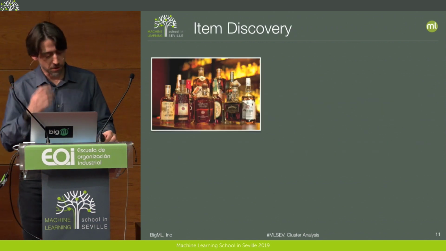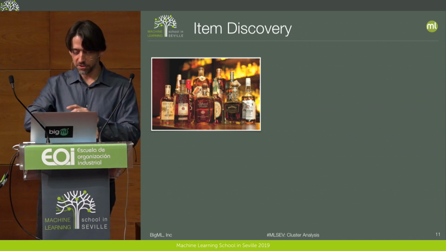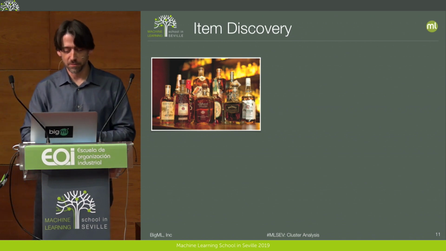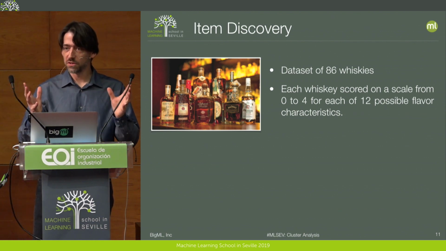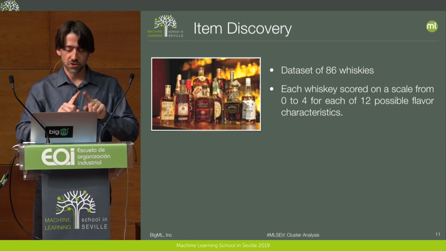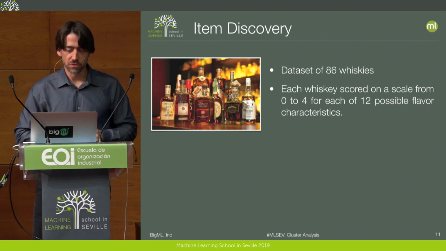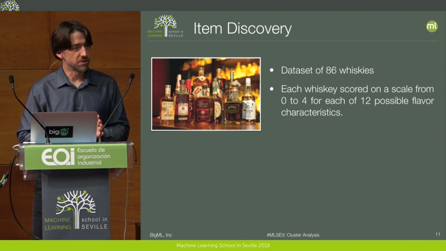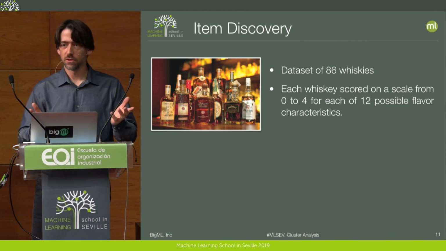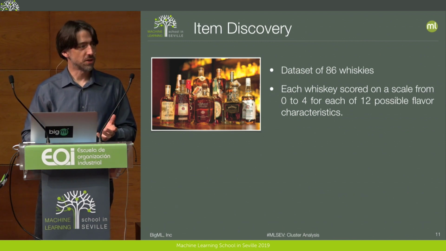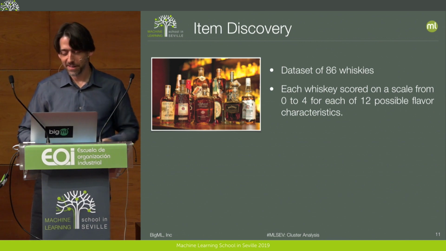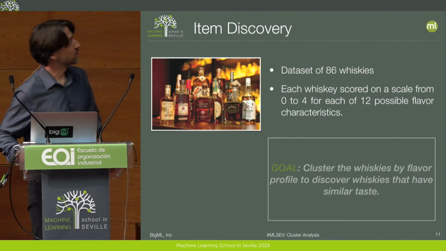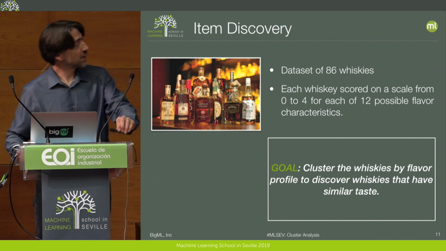So, item discovery, this is what we're going to do because it's super fun. Even though somebody put this talk in the morning, so I have to talk about whiskeys at 9 in the morning, that's okay. I have this data set of 86 whiskeys, each scored on a scale from 0 to 4, with 12 possible flavor characteristics. Does anybody in here drink scotch? Just a few hands. Did you know there were 12 possible ways you could describe the flavor of a scotch? It's a very interesting world. Professional scotch drinkers, I guess.